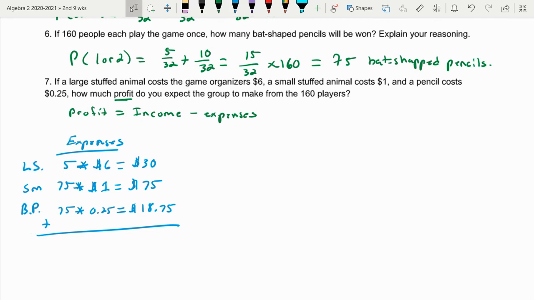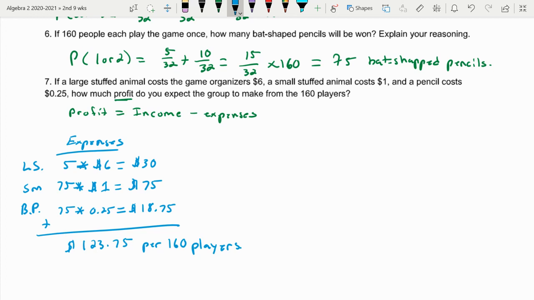All right, so we add all that up. We got 18.75 plus 30 plus 75. Add up those numbers, we get $123.75 per 160 players. Again, I am explaining everything. It's what I expect you to do. Don't just give me numbers and not tell me what they're for. So for every 160 players, we're going to expect an expense of $123.75. Now let's figure out how much income we're making.